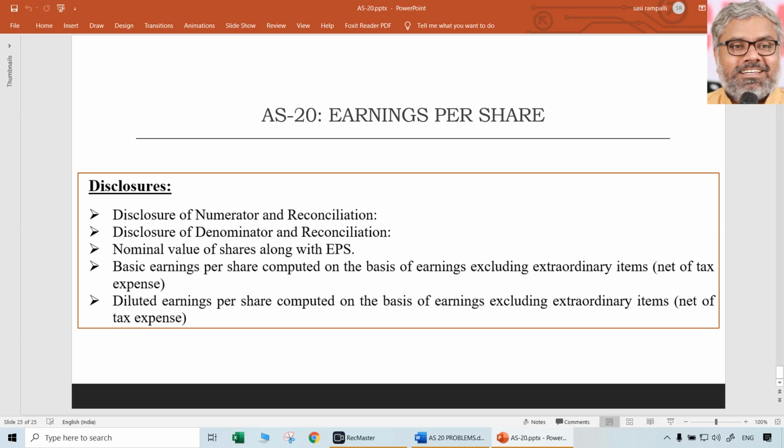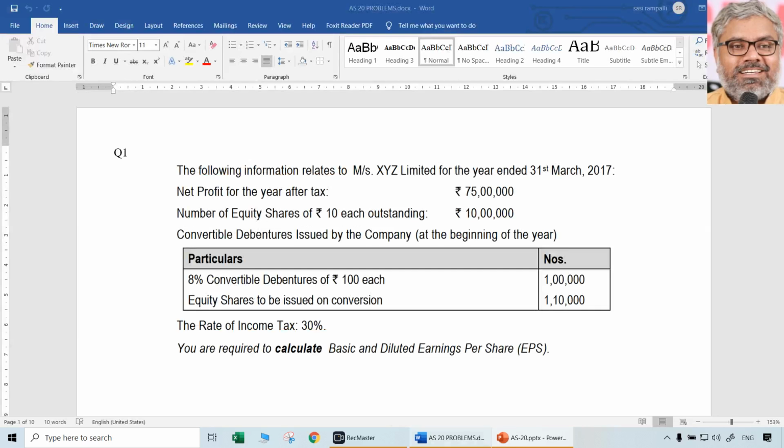Any standard, if there are a number of disclosures, at least like 4, 5 or more, automatically that becomes a possible theory question. So you need to remember those points related to disclosures also, which are generally taken from the standard itself. Not that we need to learn them by heart, but in general we have to understand, remember them, and should be able to reproduce them if a theory question is asked on that. That was AS 20 in a nutshell. Now let us move on to solving some of the problems related to accounting standard 20.